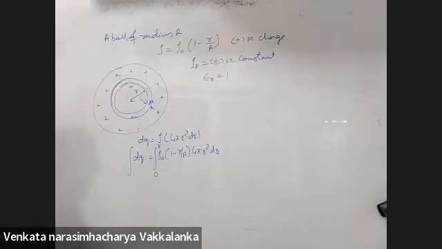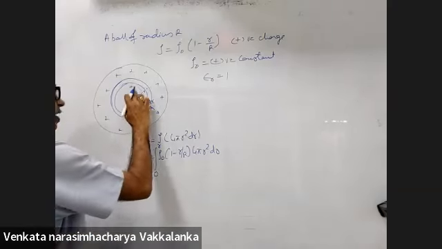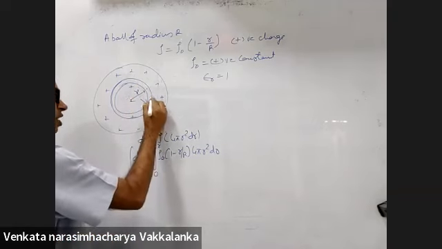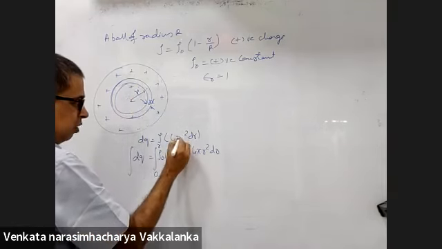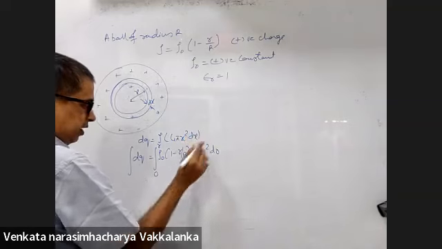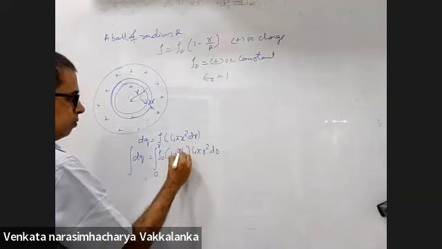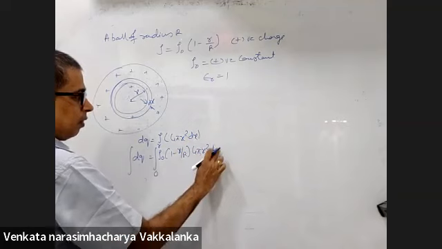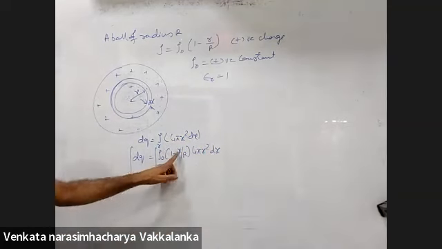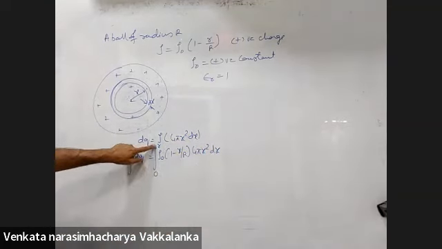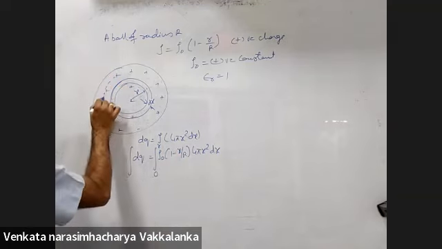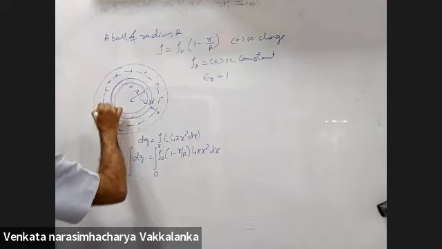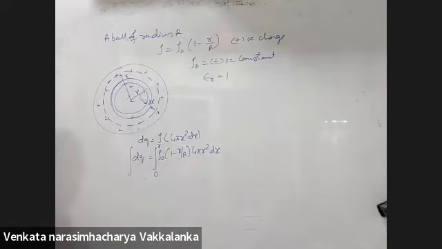Integrate this from 0 to small r. But do one thing, take this as x and this as dx so that you don't mess up with the symbols. 4 pi x square dx. Least value of x is 0, maximum value of x is r. That means you are finding out the charge enclosed at a distance of small r. This will be the charge enclosed between 0 to small r. This step, did all of you understand?